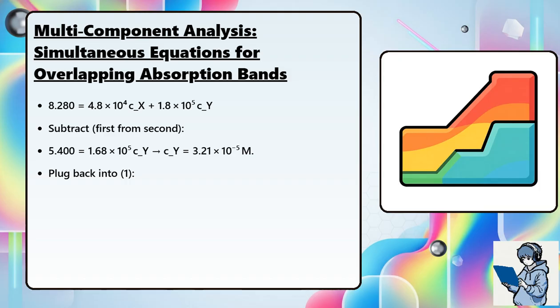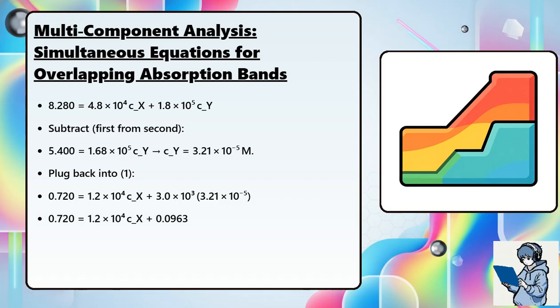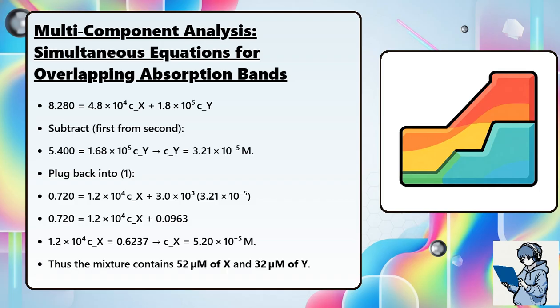Plug back into equation 1. 0.720 equals 1.2 times 10 to the 4 cX plus 3.0 times 10 to the 3 times 3.21 times 10 to the minus 5. 0.720 equals 1.2 times 10 to the 4 cX plus 0.0963. 1.2 times 10 to the 4 cX equals 0.6237. Gives cX equals 5.20 times 10 to the minus 5 molar. Thus, the mixture contains 52 micromolar of X and 32 micromolar of Y.